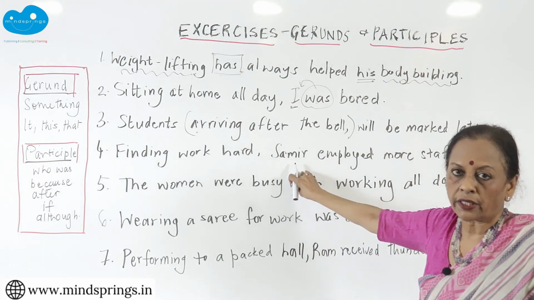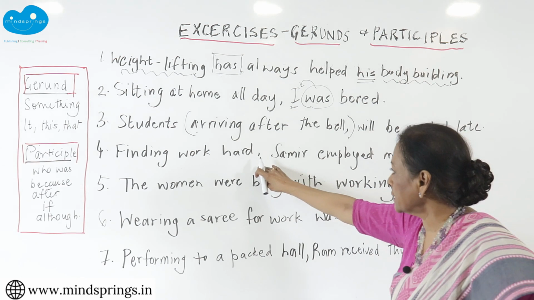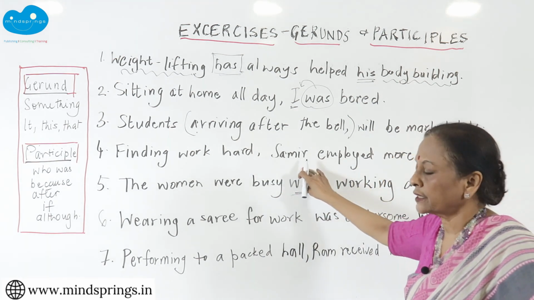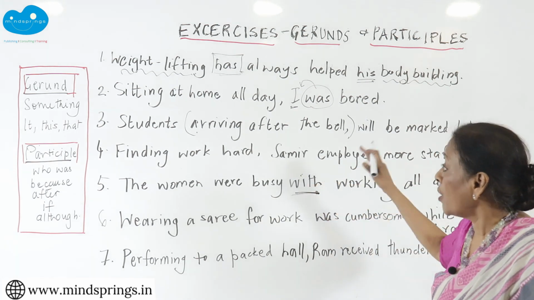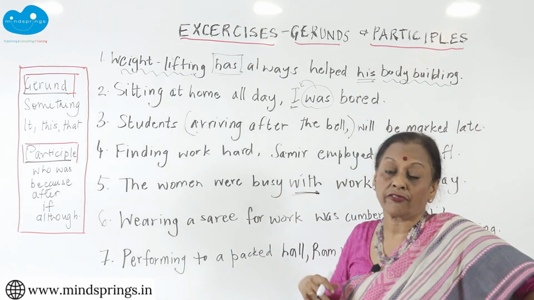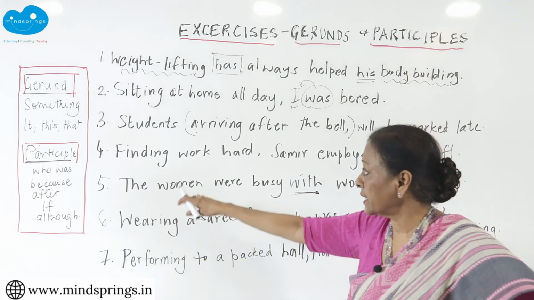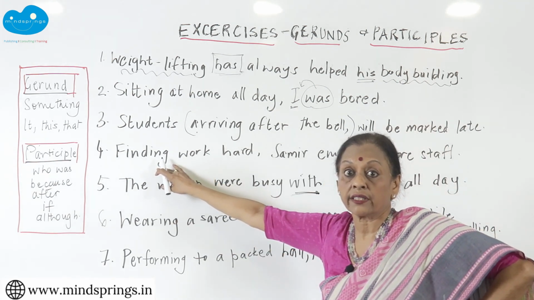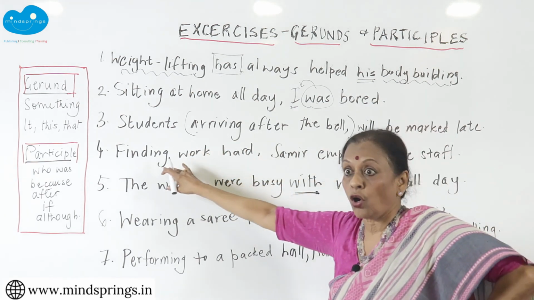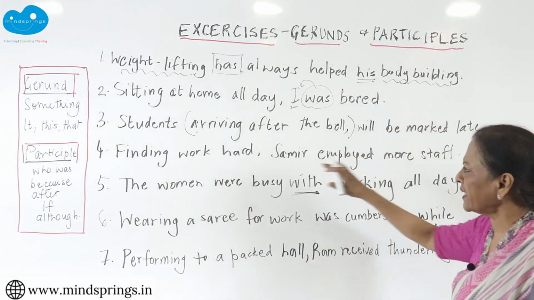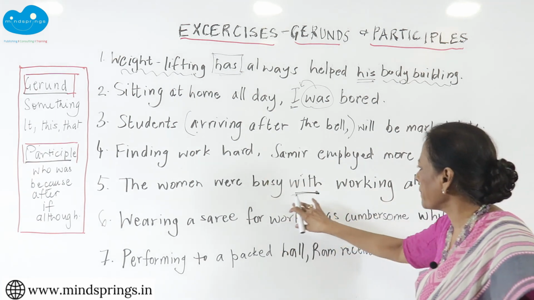Should it be a gerund or a participle? Can I say something Samir employed, or should I say Samir who was finding work hard? Participle. Or I can say because Samir found work hard, obviously I cannot keep it finding when I say who was. Or I can say Samir, who was finding work hard, employed. I can use who was, right.